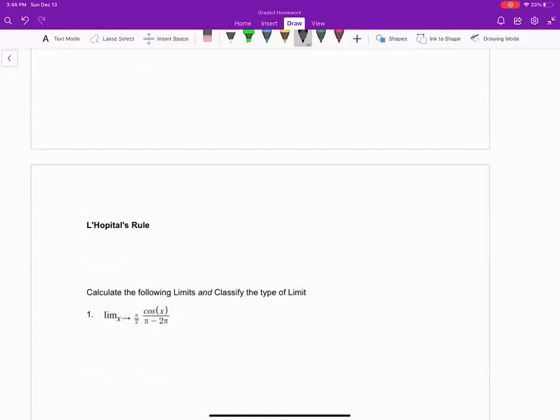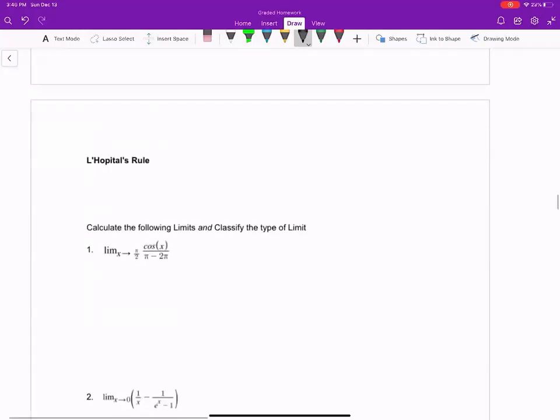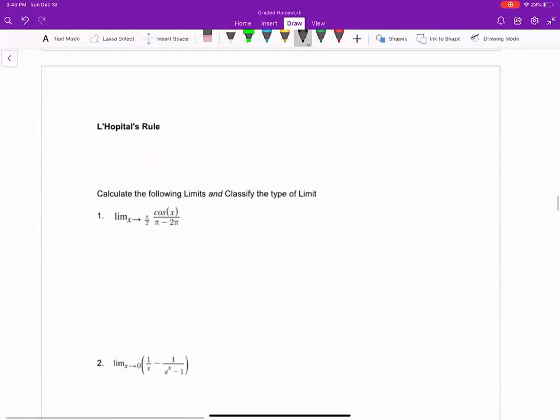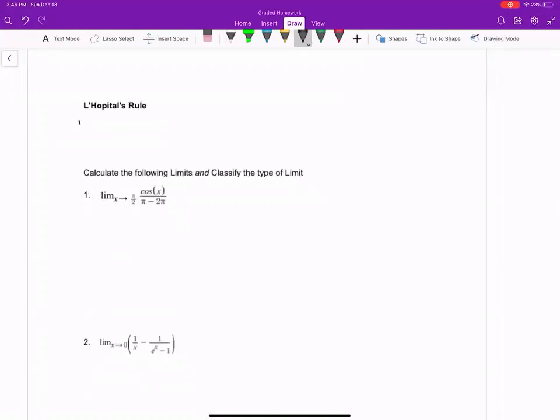Okay, so let's move on to L'Hopital's rule. I will state the general definition. If the limit of x approaches a of f of x over g of x has an indeterminate form.